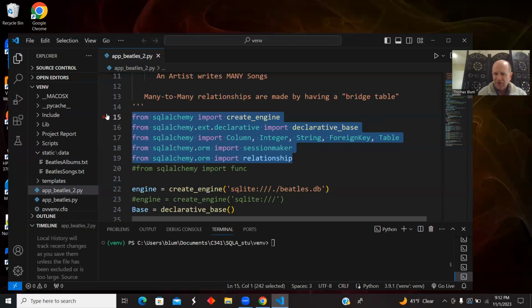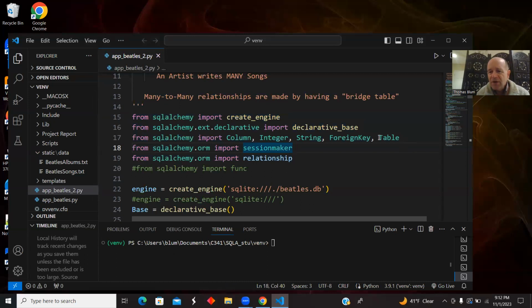Create engine, declarative base. We have columns, integer for some primary keys, strings for names and titles of songs, and so on. A foreign key. No, I do have a new one, sorry. Table, my bridge table, I'm declaring a table. So that one is new. I'm going to have a session and I'm going to have a relationship.